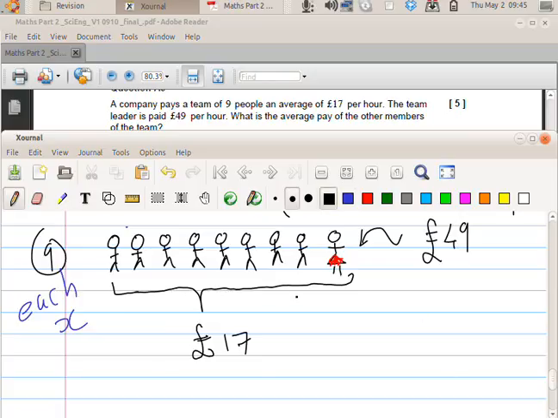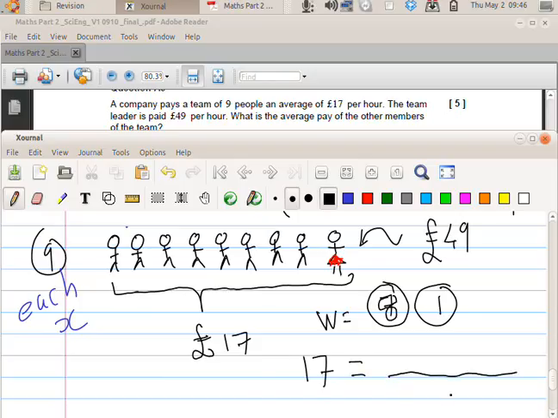Now, this is what's called the weighted average, because really what you have here is 8 ordinary people and 1 team leader. So it's a weighted average, and the weights are 8 and 1. So the average needs to be 17. Do you remember the formula for weighted average? You divide by the total weight. What's the total weight? 9. And then it's the weight of the first one multiplied by the first one, plus the weight of the second one multiplied by the second one. And that's really it.